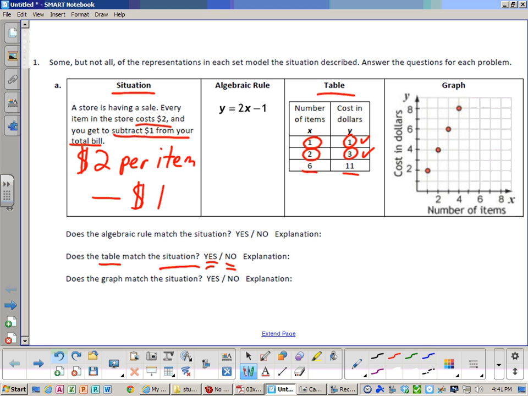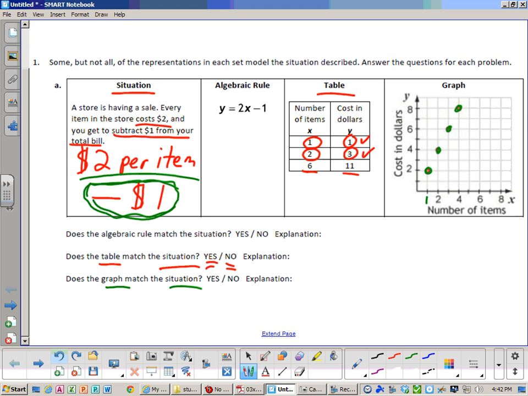Last but not least, does the graph match the situation? Yes or no? Well, that's kind of easy. $2 per item minus $1, right? Let's see here. They say one item costs $2, 2 items cost $4, 3 items cost $6, 4 items cost $8. That makes sense because it's $2 per item, but they're forgetting something. What are they forgetting, guys? They forgot to do something.